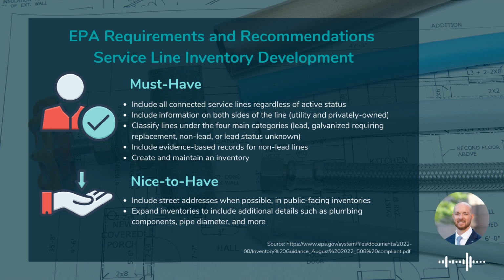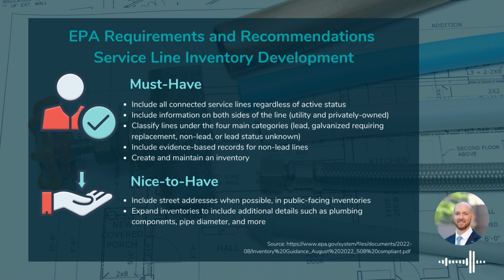And the biggest immediate impact to utilities is the requirement to develop and submit your service line inventory to your state primacy agency. That needs to be done October of 2024. So that's around 18 months from now. And there are some must-haves and some nice-to-haves as part of that rule.